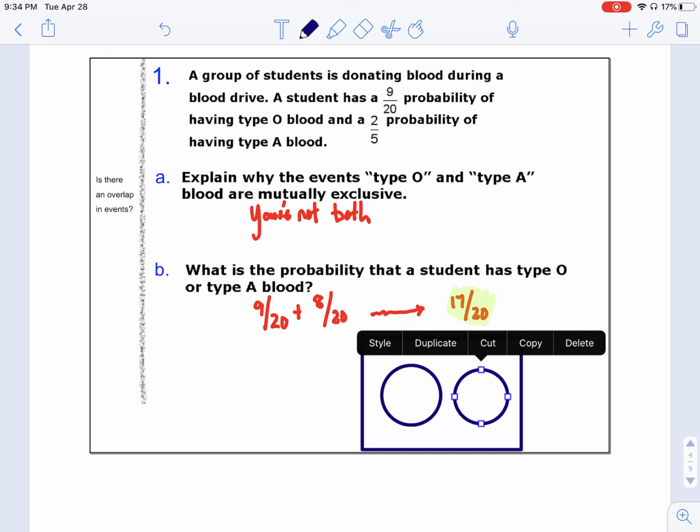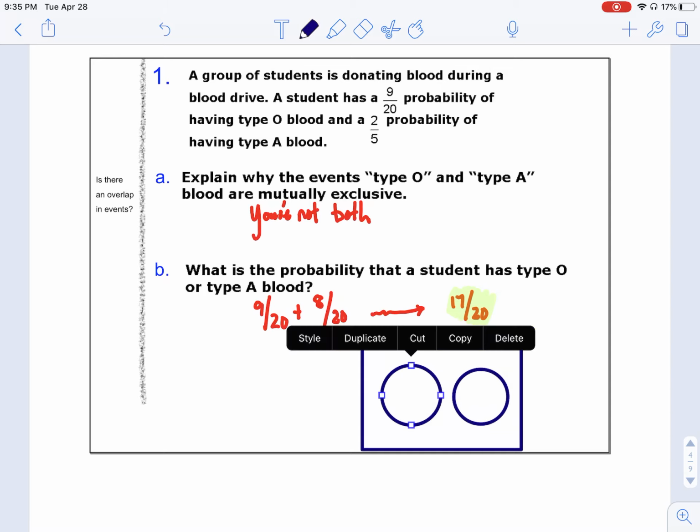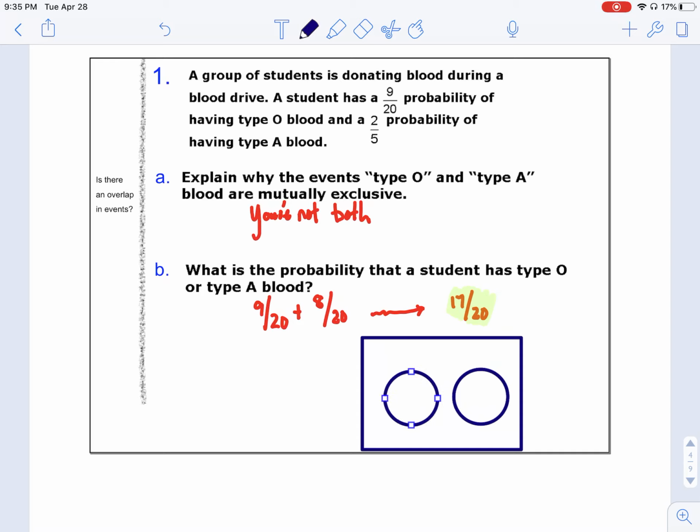Those circles are going to be separated. No, they're not the same, but if they did have some outcomes in common, then I could take those circles and they would overlap. Holy cow, what did I do? So sometimes if they're not mutually exclusive, then they look like this and they have elements in common. But these have nothing in common, so they're separated.